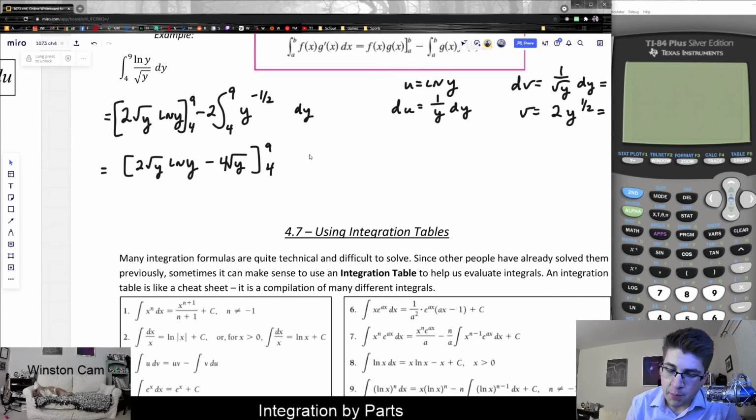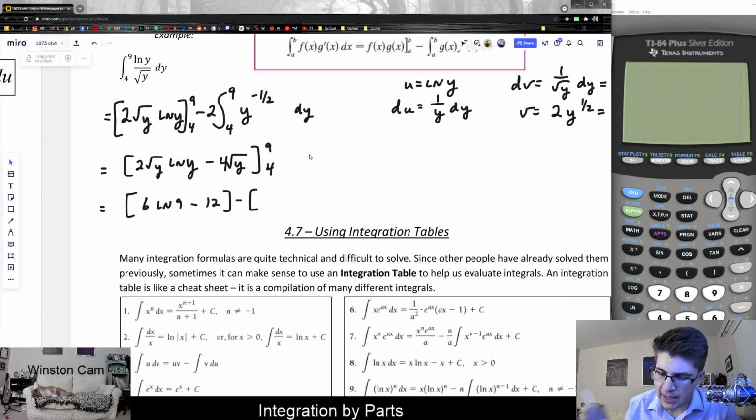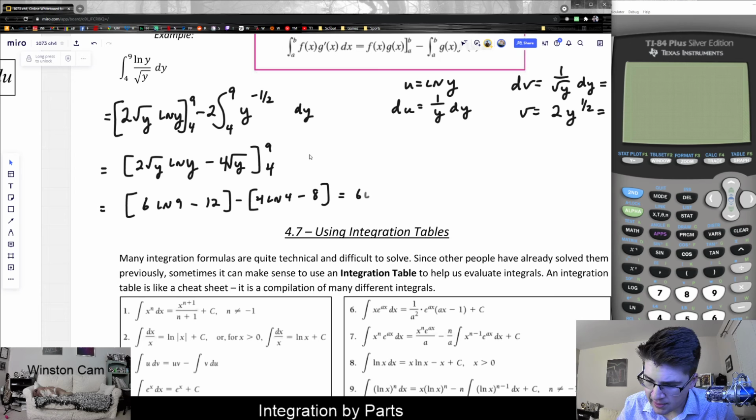But anyways, if we were to plug in 9 here, I would get 2 times root 9, which is 2 times 3, which is 6, times the natural log of 9. And this would be minus 4 times 3, which is 12. And then I need to take away the result of plugging 4 in. If I plug in 4, I'd have 2 times 2 is 4 times the natural log of 4, and then minus 4 times 2, which is minus 8. I could clean all this up, because this would leave me with 6 ln 9 minus 4 ln 4, and then minus 12 plus 8 would be minus 4.